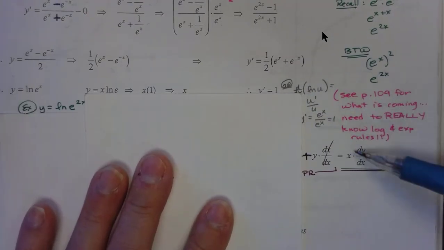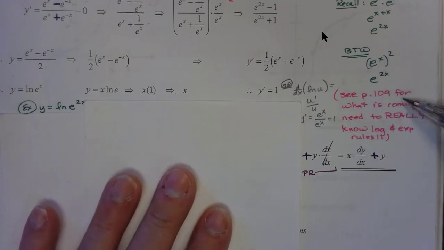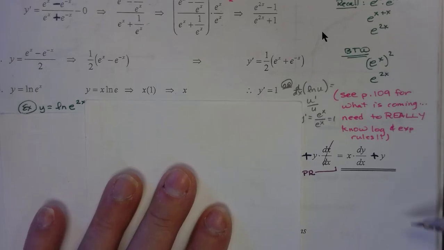If you want to know what's coming up and why you need to know these, you should look at page 109 in the lecture manual. You really need to know your log rules when we hit that section.